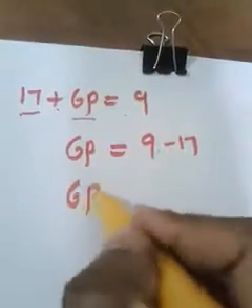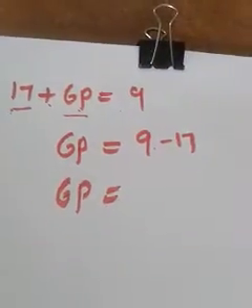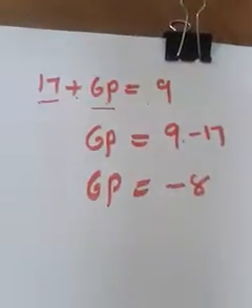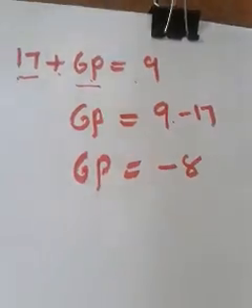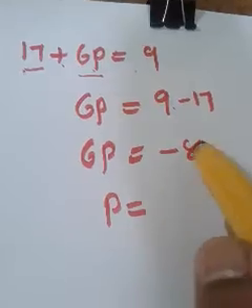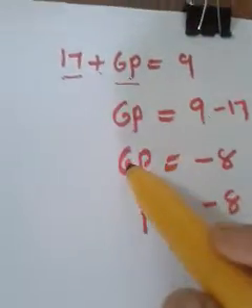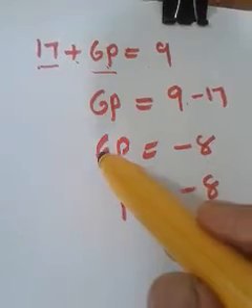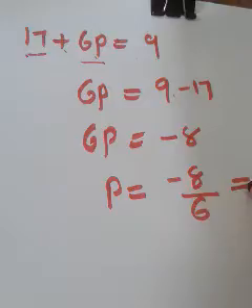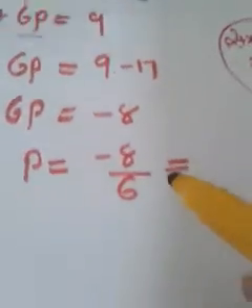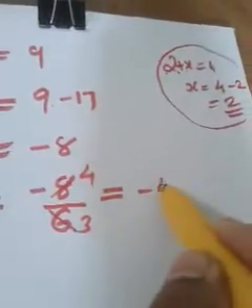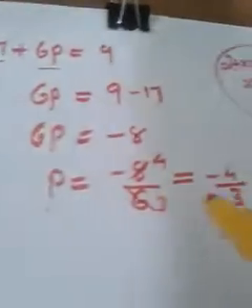So 6p is equal to what? 9 minus 17? Minus 8. 9 minus 17 is nothing but minus 8. Then what is the value of p? Can you tell me the value of p now? p is nothing but the right side, minus 8, as it is. It is time to take 6 to the right side. Since 6 is multiplied with p, when you take it to the right side it becomes division. Minus 8 by 6. How can you reduce minus 8 by 6? Yes, we can reduce by 2. In 6, how many 2s? 3. In 8, how many 2s? 4. So the answer is minus 4 by 3. We got the value of p as minus 4 by 3.